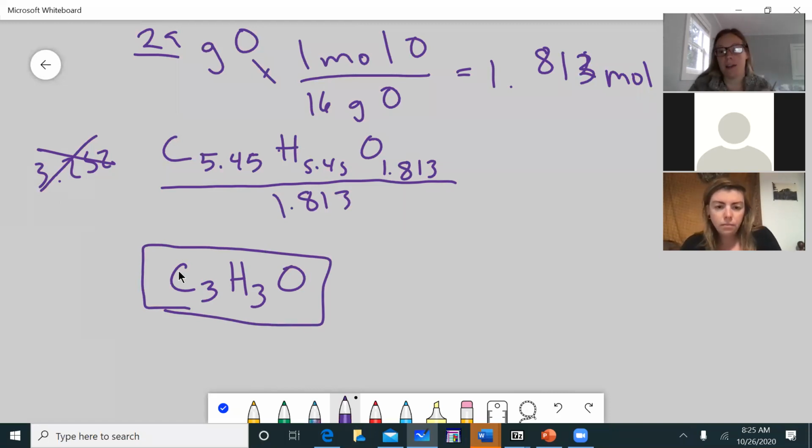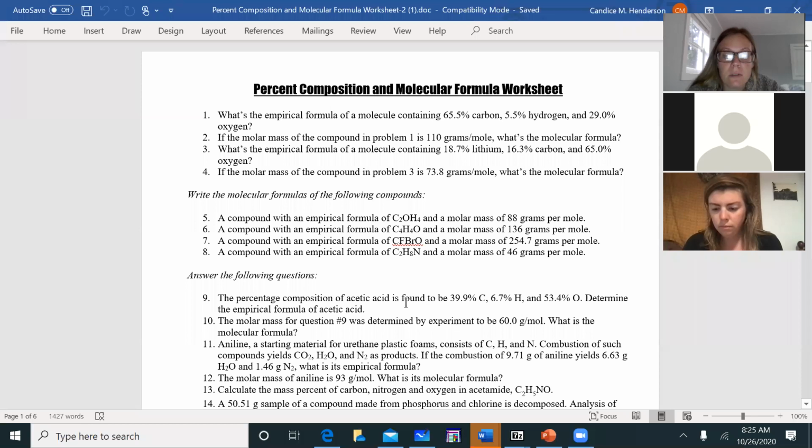You have to follow the steps specifically. You don't get creative on how you do these. Just follow the steps. So I'm going to have you work on one on your own. Let's go back to that worksheet. That's a good worksheet. I like this worksheet.